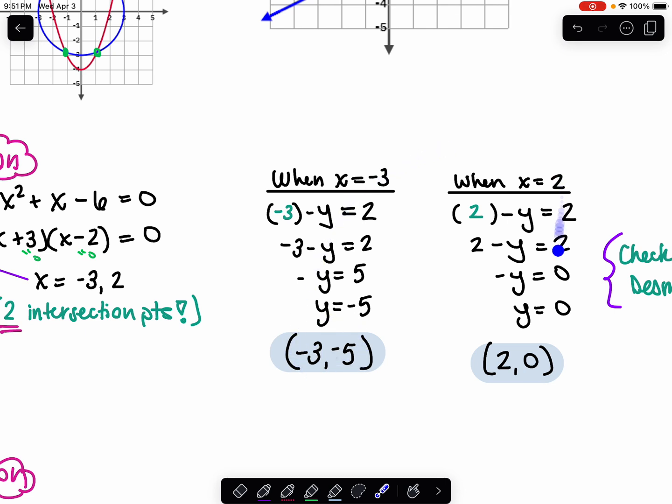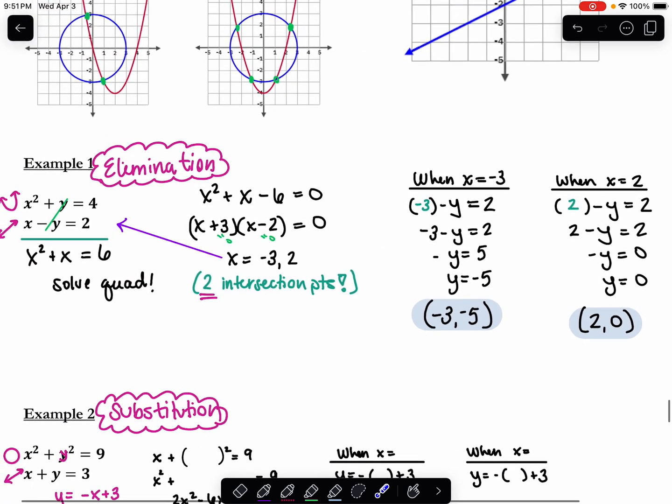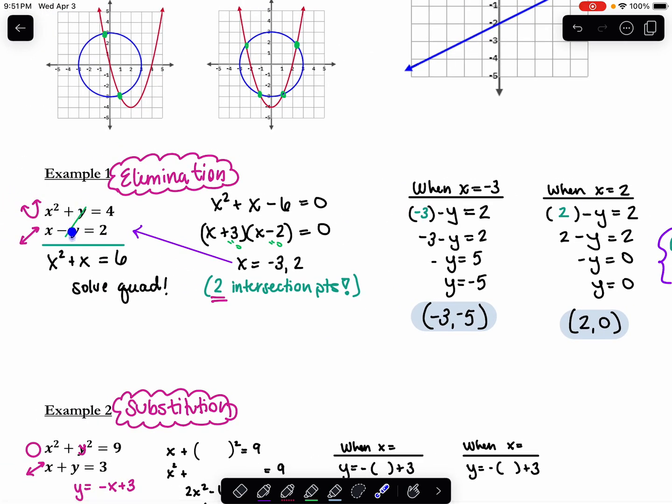But now I have to repeat the process, but this time put in 2 for x, and again, go through the algebra, and we get a y value of 0. So we find the 2 intersection points, the x and the y. Okay, so notice we solved with elimination.